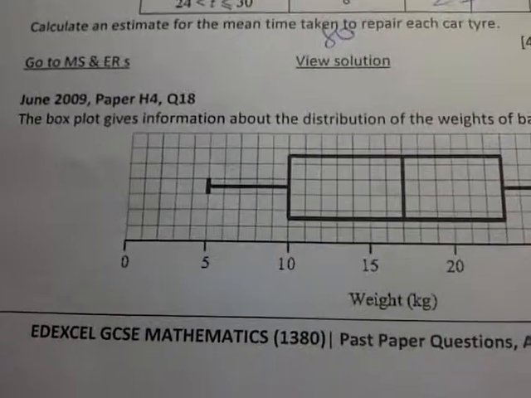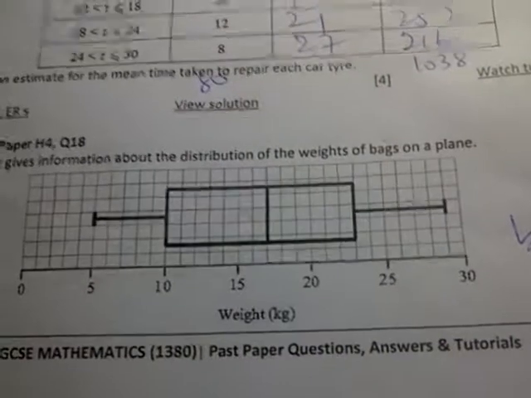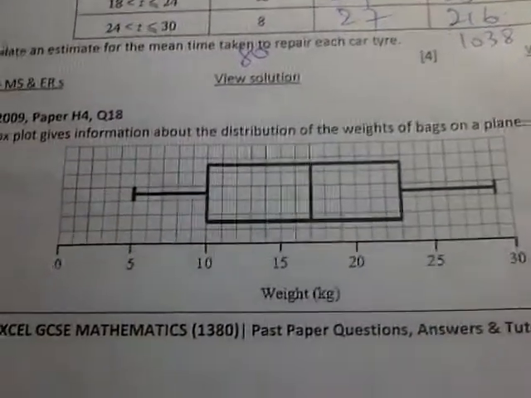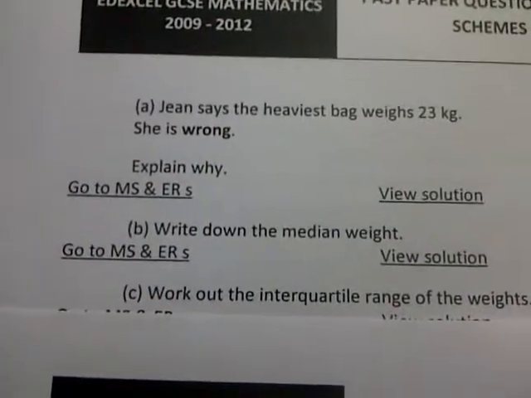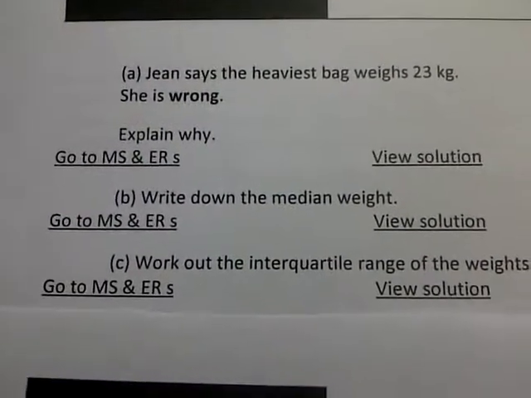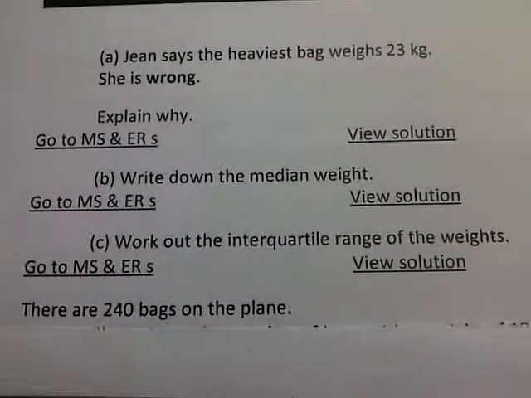Now this question says that the box plot gives information about the distribution of weight of bags on a plane. Okay, now this is the box plot. Now Jean says that the heaviest bag weighs 23 kg. She's wrong. Explain why. Then write out the median weight, work out the interquartile range of weights.